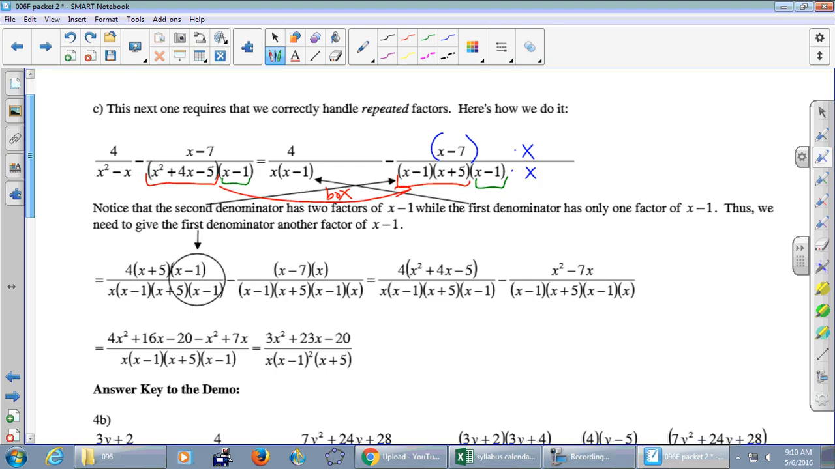Okay, now let's look at the first denominator. What is the first denominator missing that the second one has? X plus 5 for sure it needs, right? X plus 5, top and bottom. Just for good measure, I'll give them parentheses too.